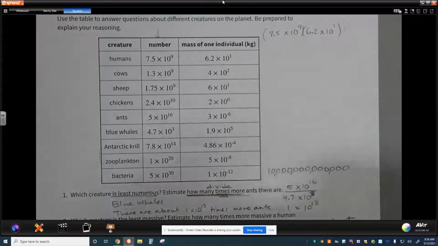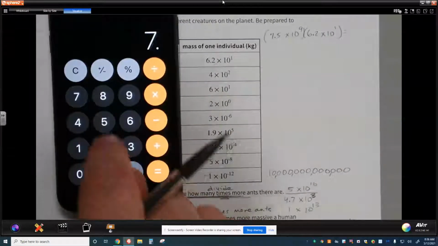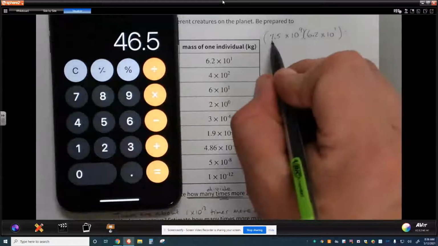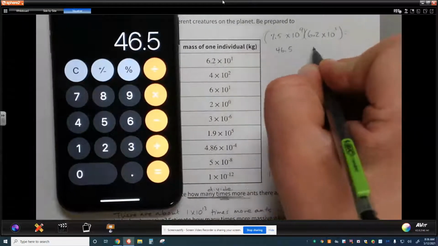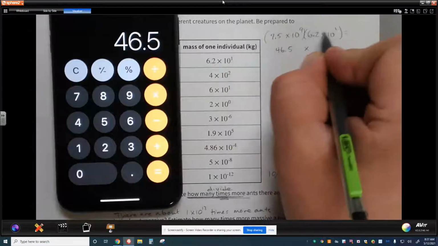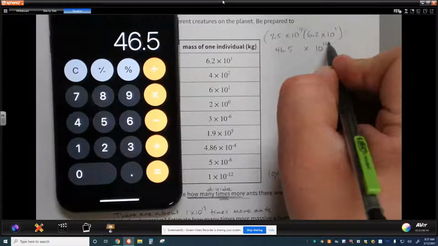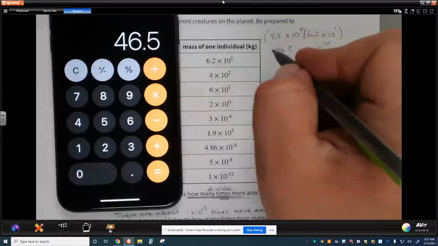And we'll figure out 7 and 5/10 times 6 and 2/10. We want to collect the finite decimals first and find their product. And then mentally, I think we're pretty good at product of powers here, times 10 to the 10th power. Now, this is not scientific notation, but no worries yet. We'll fix that part at the very end. So there's humans.